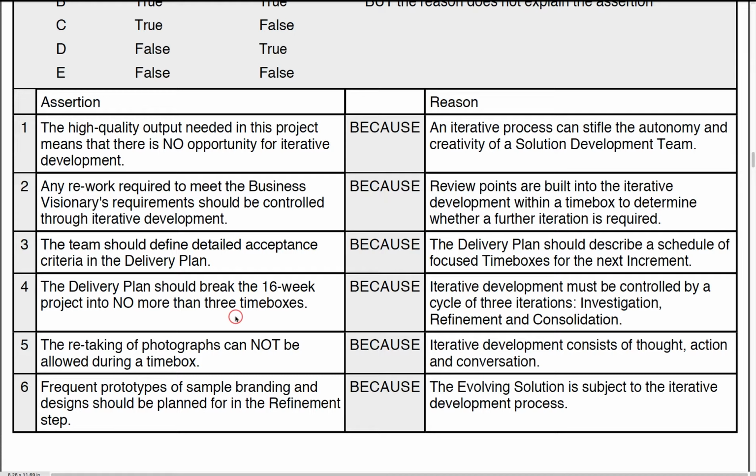Number 4, the delivery plan should break the 16-week project into no more than 3 time boxes. Well, that's a bit limiting. That would make them 5 weeks each. We don't really have time boxes of 5 weeks each. You could do, but in this case it wouldn't be practical. So 4 time boxes or more would be more realistic. So that's false.